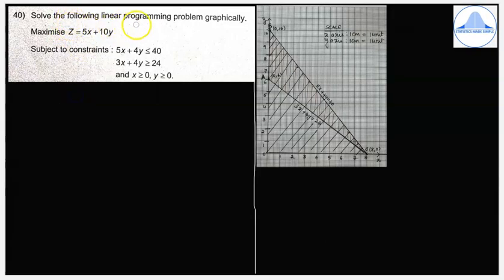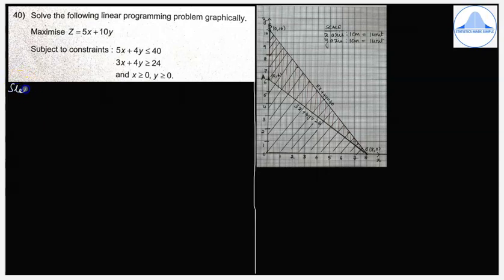40th question. Solve the following linear programming problem graphically. Maximize z equal to 5x plus 10y subject to constraints 5x plus 4y less than or equal to 40, 3x plus 4y greater than or equal to 24, and a non-negativity restriction, that is x and y are both greater than or equal to 0.